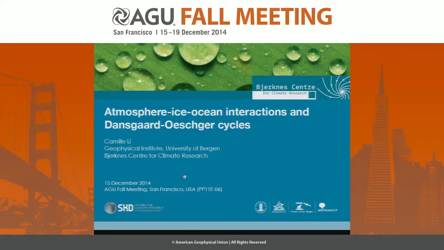All right, thanks. I am going to talk about the role of sea ice in Dansgaard-Oeschger cycles today. And this is quite a North Atlantic-centric talk. And also these atmosphere-ice-ocean interactions I'm going to be talking about are sea ice, no land ice involved specifically, although it is in the freshwater.